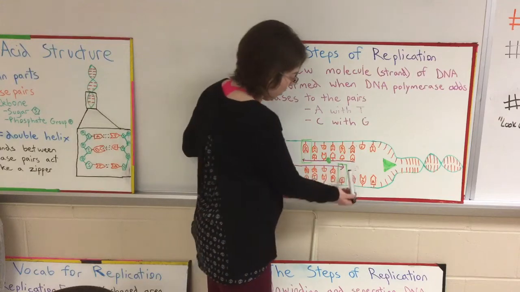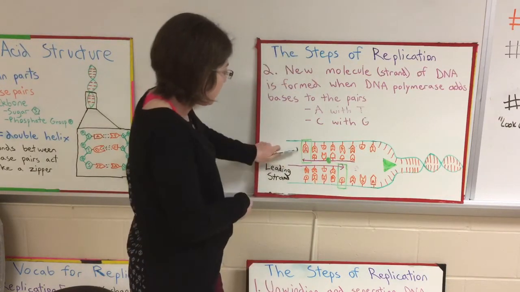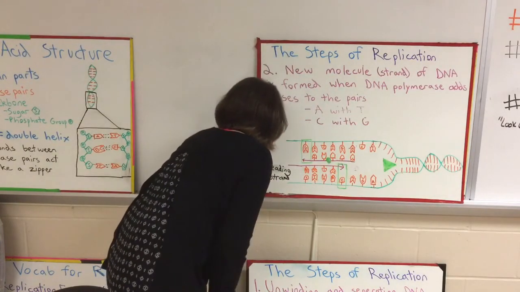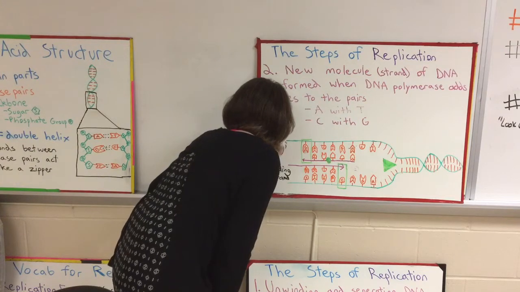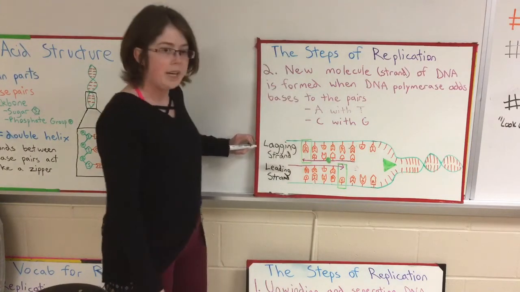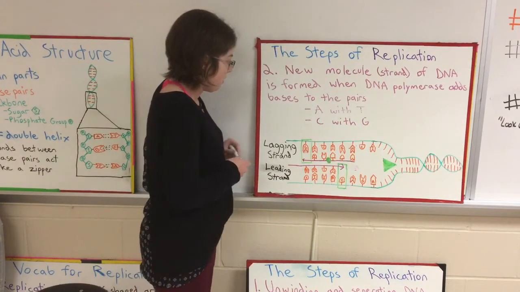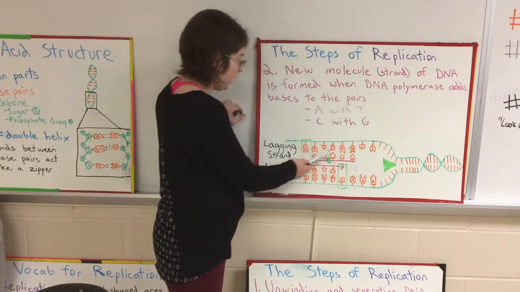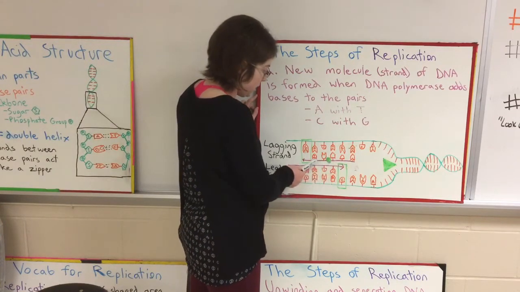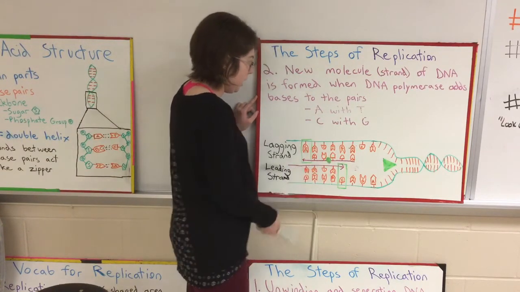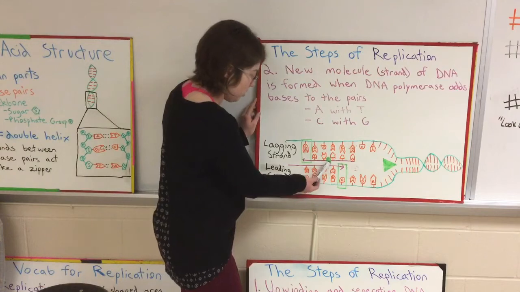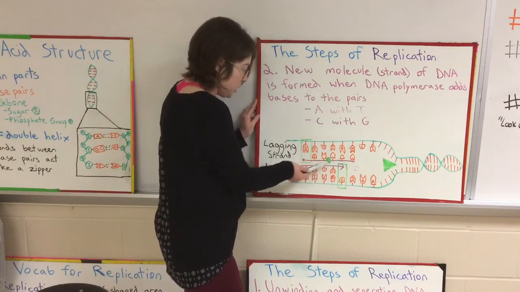This is usually one big long piece. The one on the top here is going away from that fork, so it is called the lagging strand. Remember, leading goes towards the fork, lagging goes away from the fork. The lagging strand usually also comes out in pieces. So there's two separate pieces here, and as I said earlier, there's another enzyme called DNA ligase, which is this little circle here, that will help put these two pieces together.